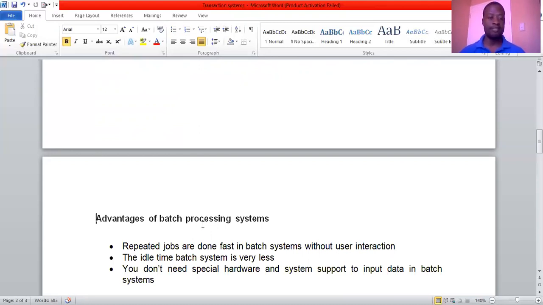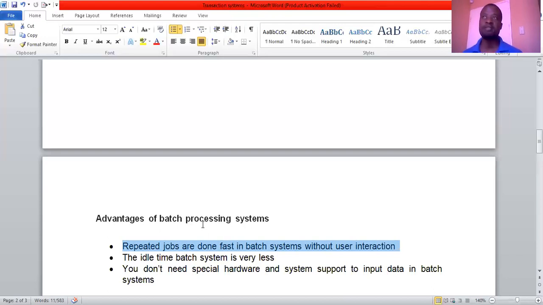Okay, and then let's look at the advantages of this system. What are the good things about the batch processing system? The first one here is repeated jobs. Repeated jobs are done fast in batch systems without user interaction. Remember we said data is collected and put into the system. So there's no user interaction or intervention needed. Everything is done automatically.